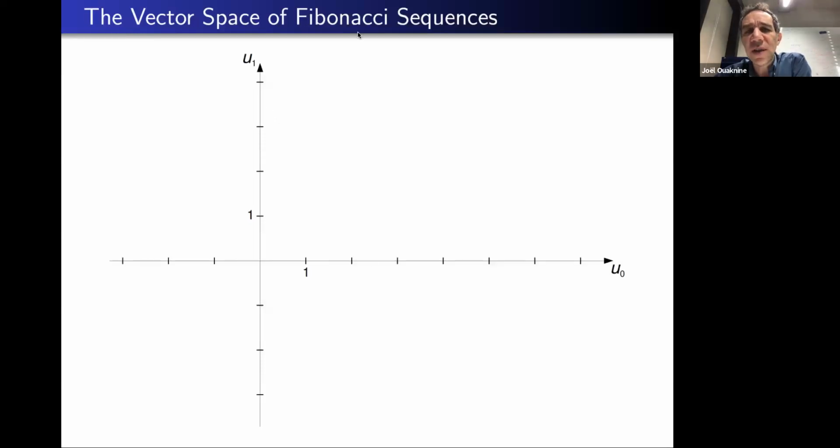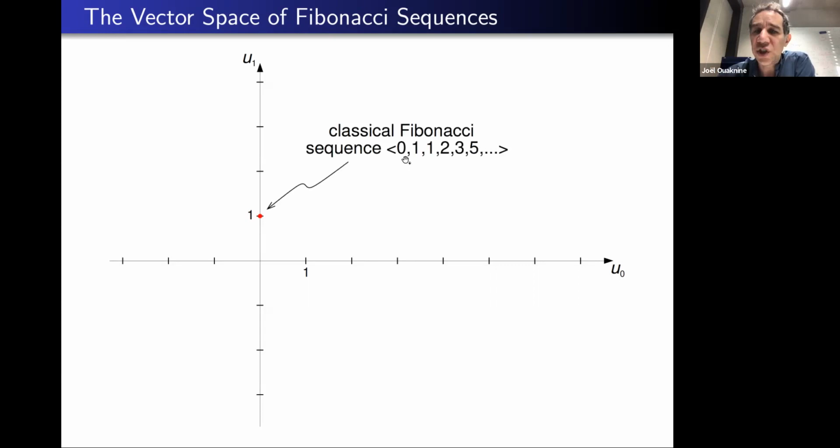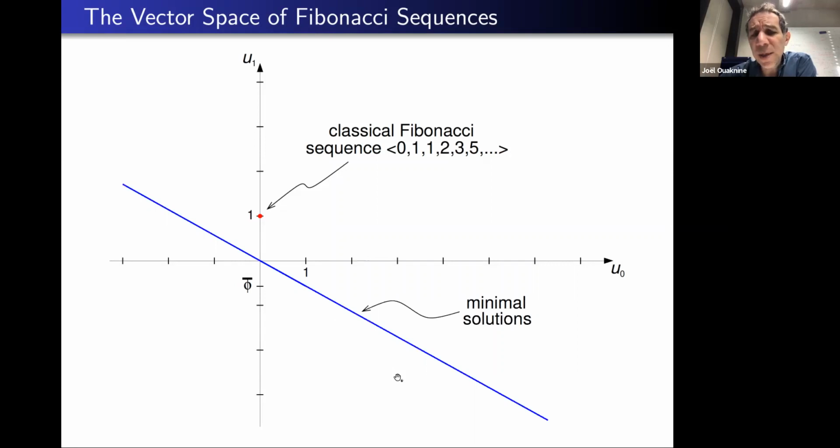So here's the vector space of the Fibonacci equation. This is R squared, but I want you to think of any point in R squared as a sequence that satisfies the Fibonacci recurrence. And I identify the sequence by the first two terms of the sequence, u_0 and u_1. So for instance, the classical Fibonacci sequence that begins with 0, 1 sits at coordinate (0, 1) and denotes the entire sequence. Now, here is phi bar. It has value minus 0.6 something or other. And the subspace of minimal solutions is given by this blue line.